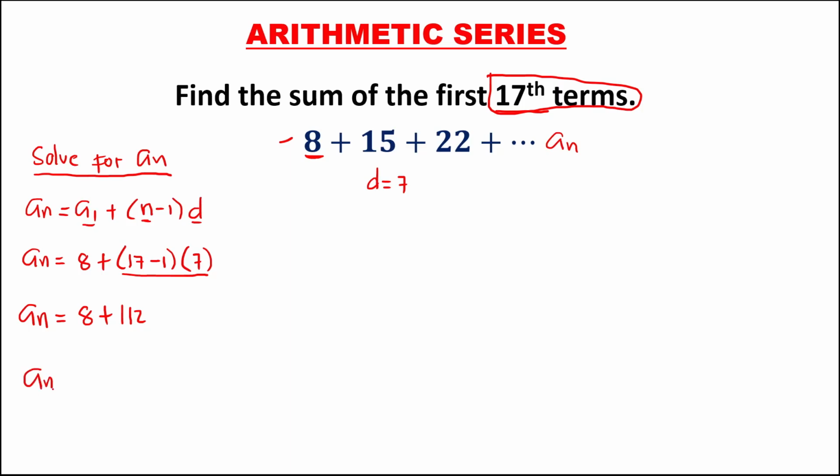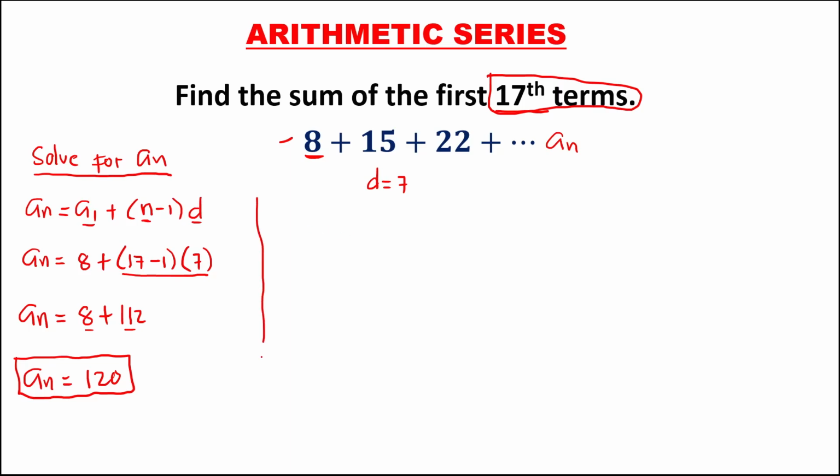Then we have a sub n equals 8 plus 112. So this is equal to 120. So therefore, the last term is equal to 120.